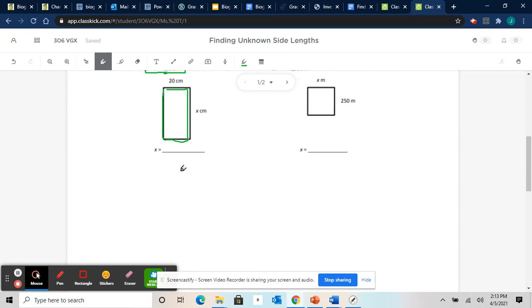So right away, I'm going to write down an equation. So I know my perimeter is add all sides. That's my equation. Add all sides.